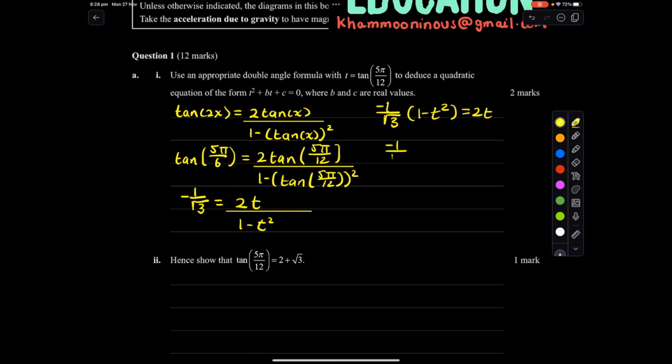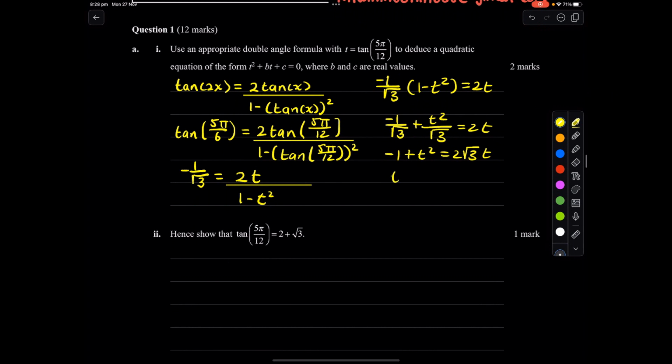So negative 1 over root 3 plus t squared over root 3 is equal to 2t. If I multiply everything by root 3, we get negative 1 plus t squared equals 2 root 3 t. And hence t squared minus 2 root 3 t minus 1 equals 0. So yeah, that is the quadratic.